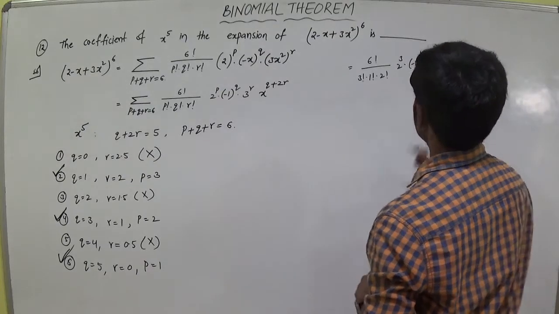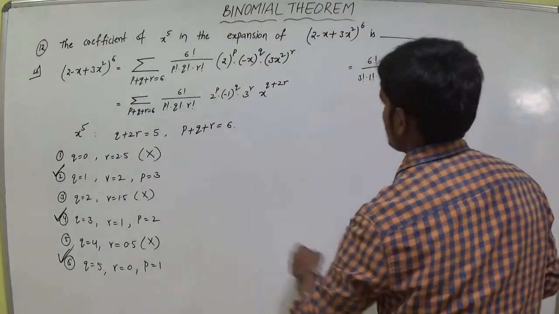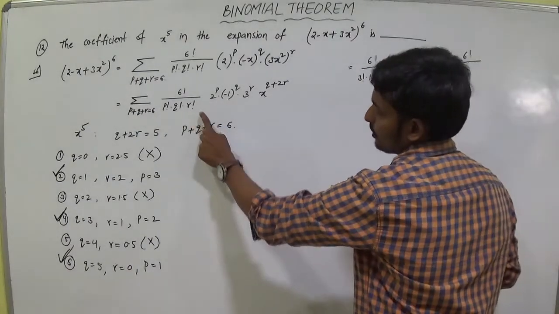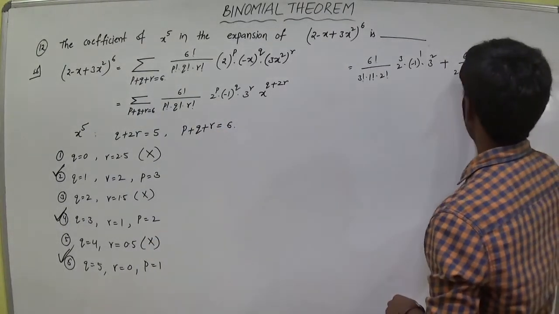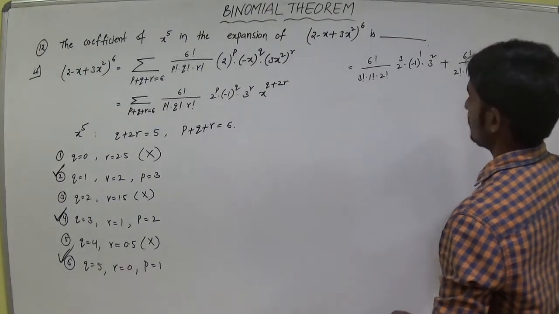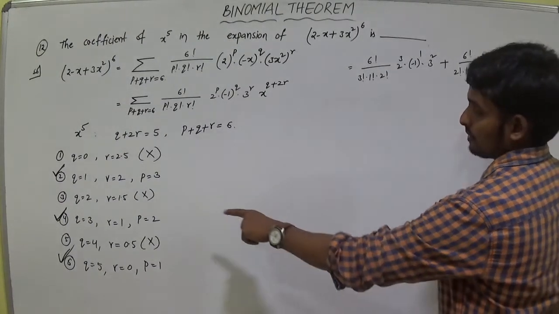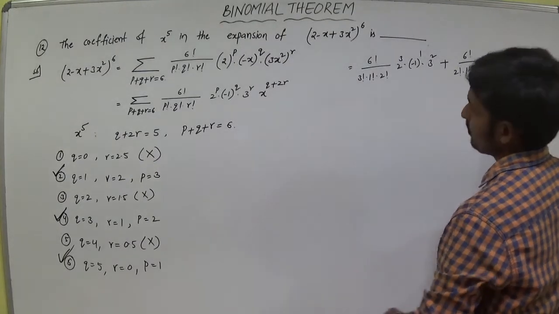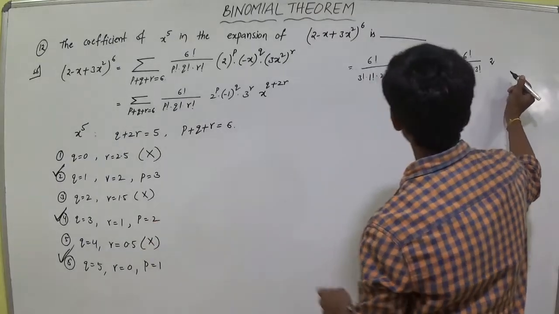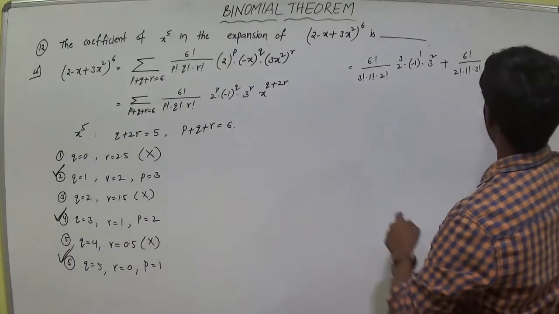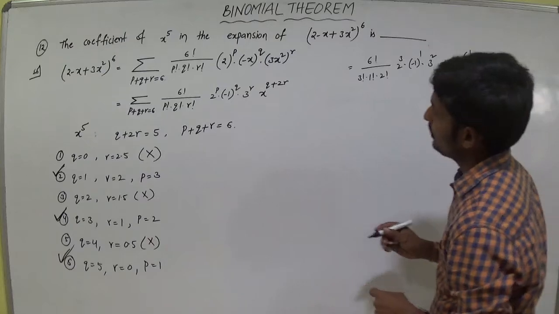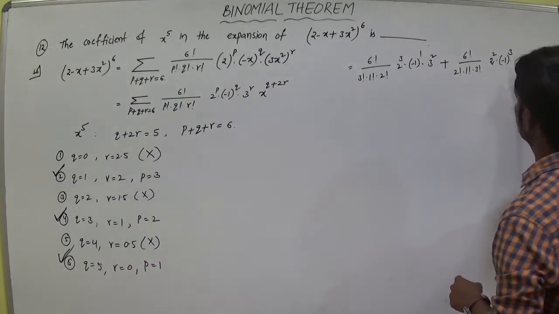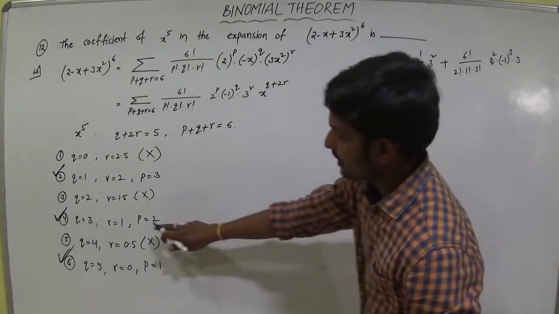Plus the second case. What is the second case? This is the second case. Now we are doing 6 factorial by p q r. What is p? 2. So 2 factorial into 1 factorial into r, 3 factorial. 2 power p is 2 square, into minus 1 whole to the power of q, here 3, into 3 power r. What is the value of r here? 1.